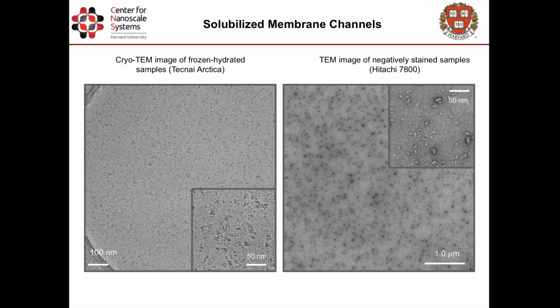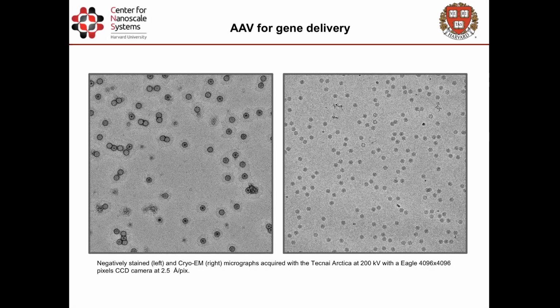Here are negative stained and cryo-EM micrographs of solubilized membrane channels that are actually with antibodies. If you look well, you will see the antibodies both in negative stain and in cryo-EM. Here are negative stain and cryo-EM of adeno-associated viruses that are used for gene delivery. As you can see, the images are drastically different. You really have to know how to look at them and to translate properly the information. These are exactly the same magnification, not exactly the same defocus.